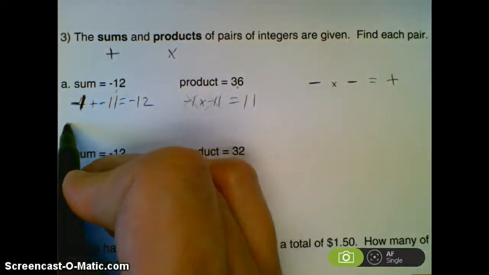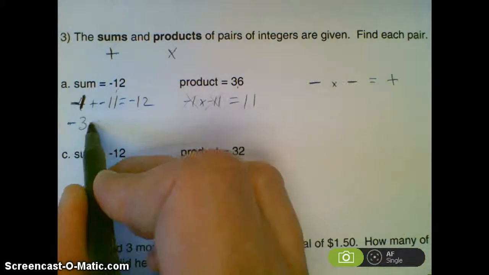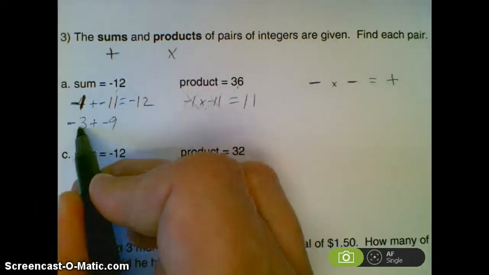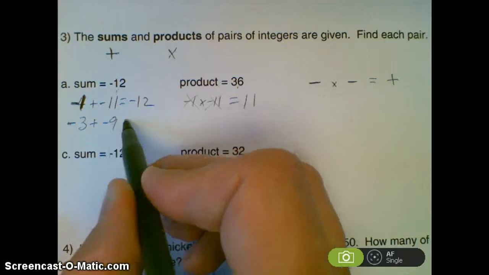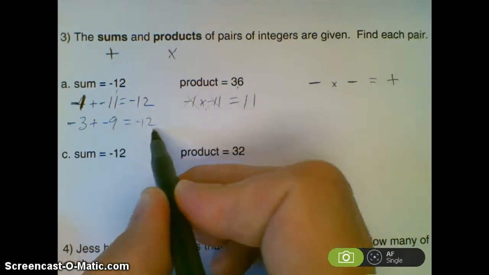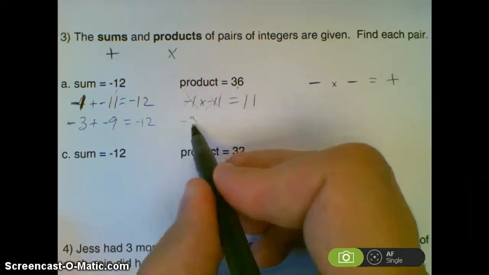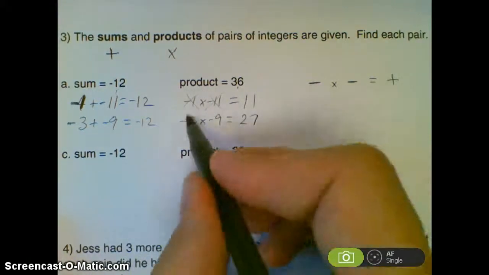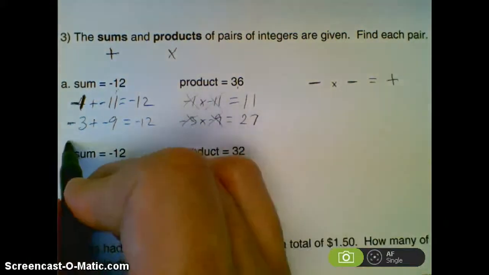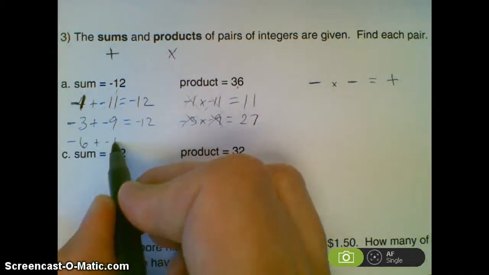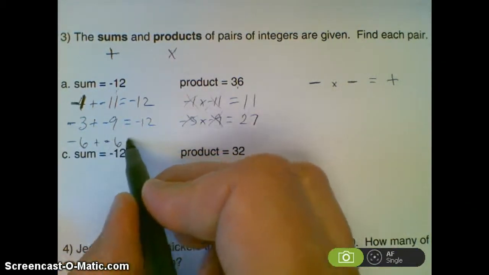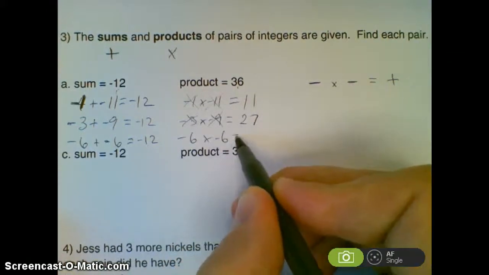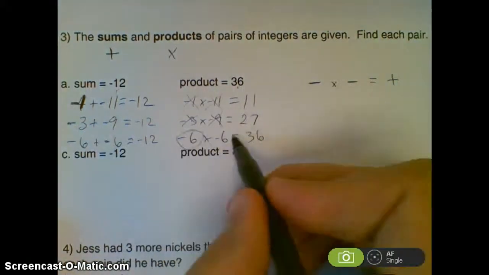Why don't I try 3? Negative 3 plus, let's see, it would be negative 9. If I'm trying negative 3, I know that my other number has to be negative 9 for these to add up to negative 12. Negative 3 times negative 9 equals positive 27. So it's not those. What about negative 6 and negative 6? Those equal negative 12, and negative 6 times negative 6 equals positive 36. There are my answers.